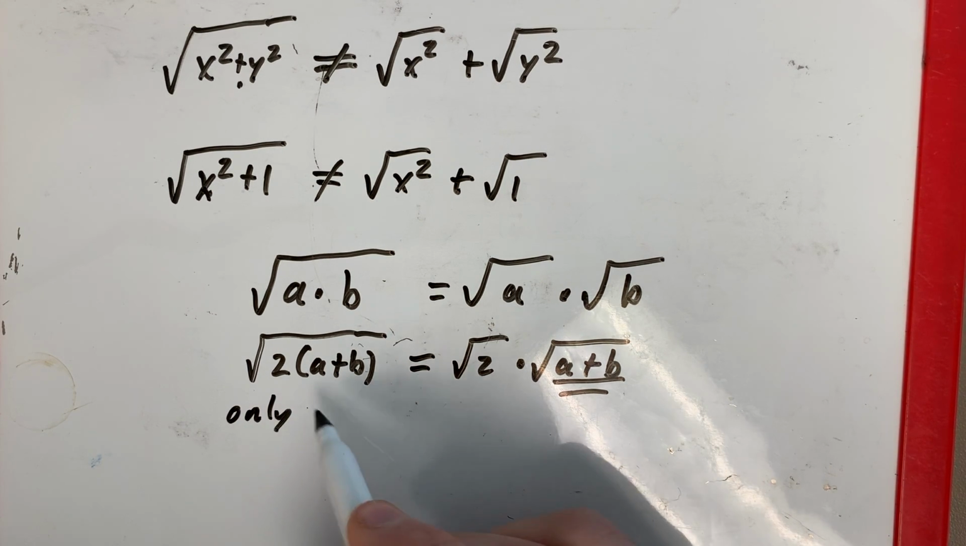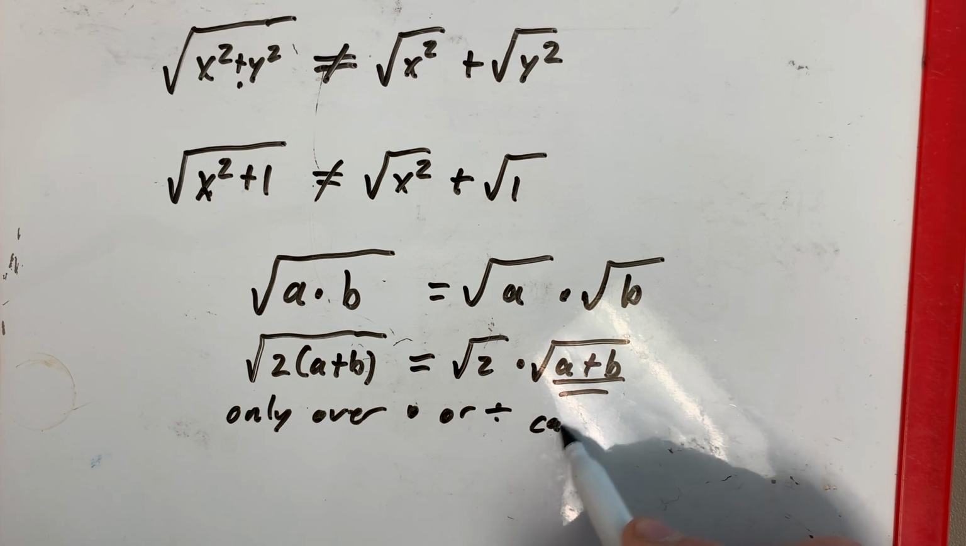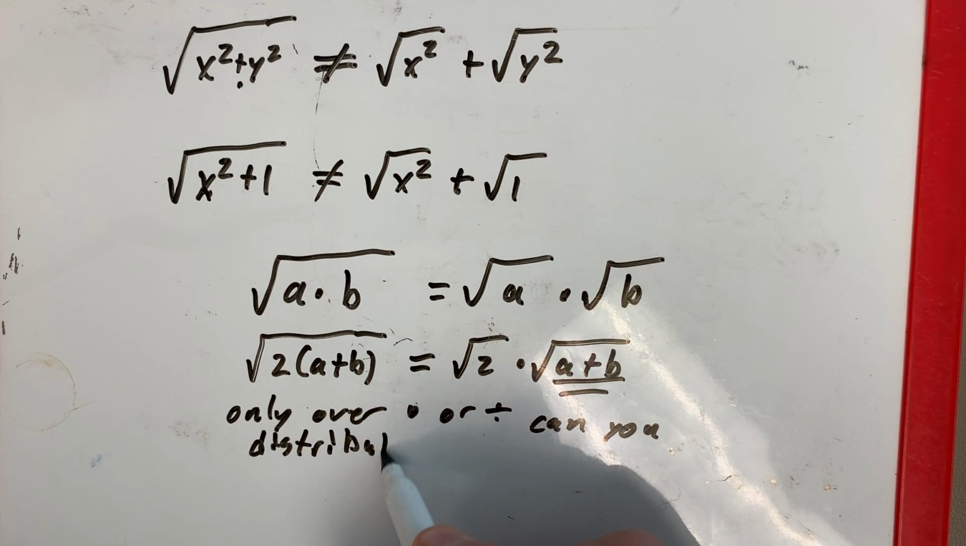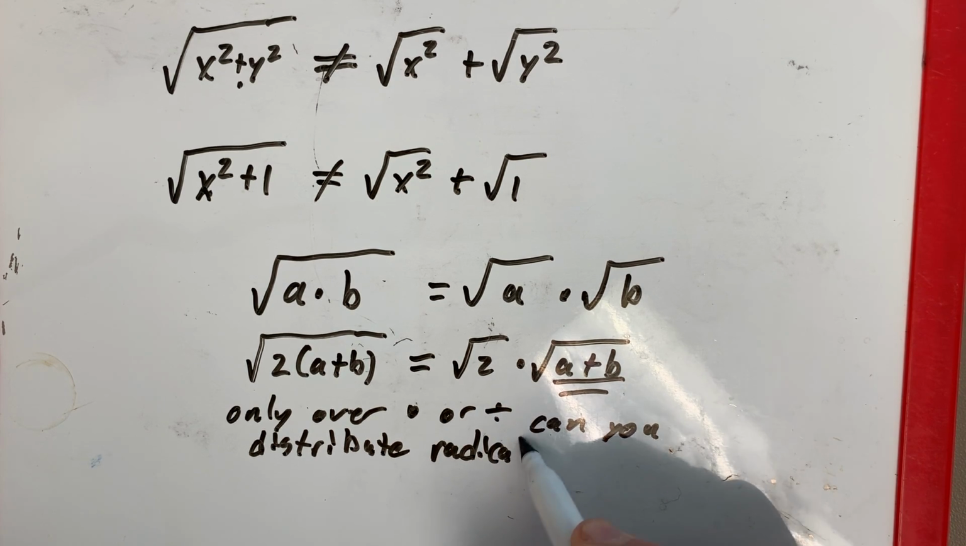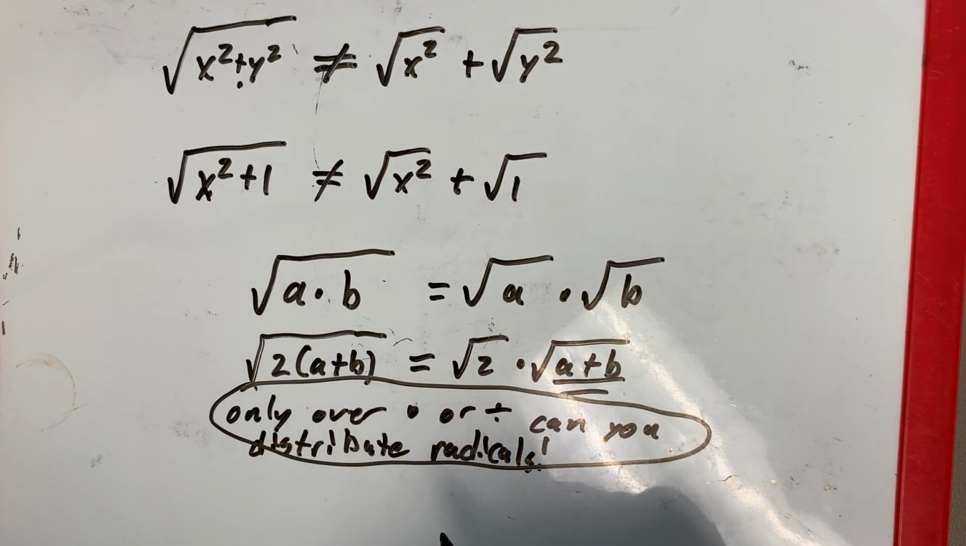So I'll write that: only over multiplication or division can you distribute radicals. Very rarely do I actually write in these videos, so I'm going to make a huge point to circle this and write it, and hopefully you can ingrain this in your brain permanently, because this is such a common error for people to make, especially when you get up into Calc 1 or 2. You see this mistake all the time as a professor, so I'm trying to help you avoid it as early as possible so you don't lose points needlessly.